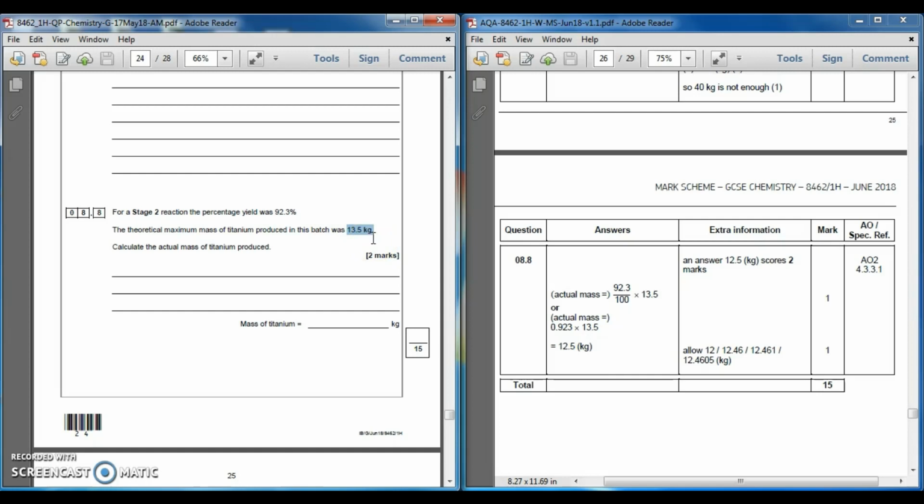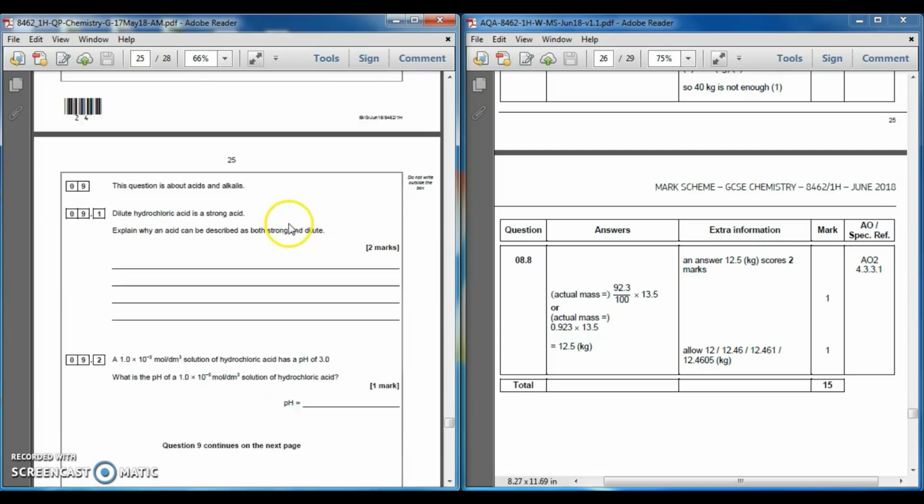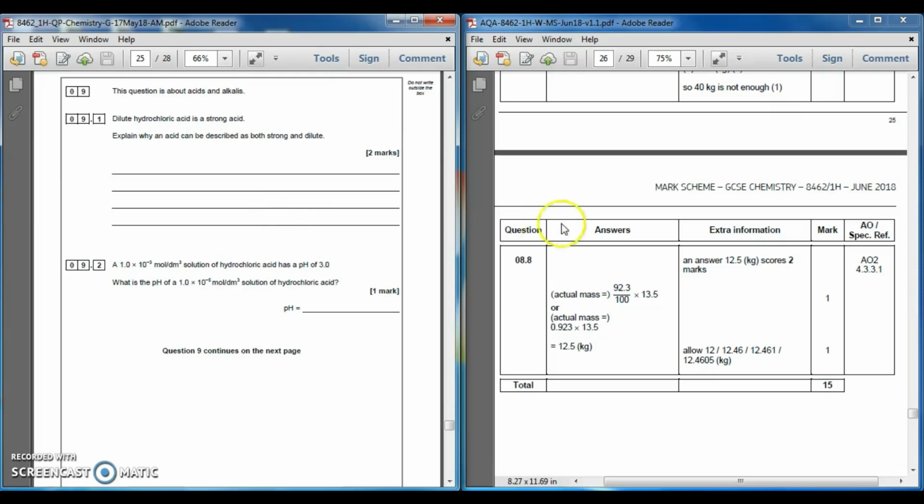Loads of different ways you can do that. Get the mark scheme for one of them. But if you know that 13.5 is 100, that means that 1.35 is 10%, or 0.135 is what 1% is, times that by 92.3, and you end up with what 92.3% is. It should be 12.5. A lot of people left it as 12.46. Why have we kept it to 12.5? Well, 92.3 and 13.5 are each 3 significant figures, so you generally follow the convention of what's in the question. You're not accurate to 5 decimal places.